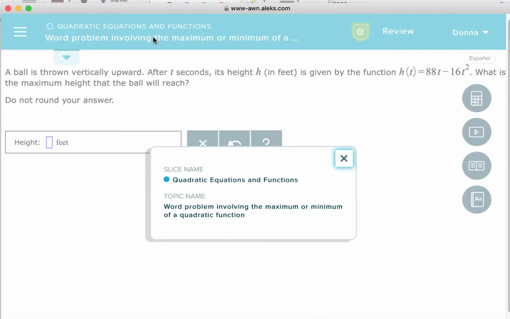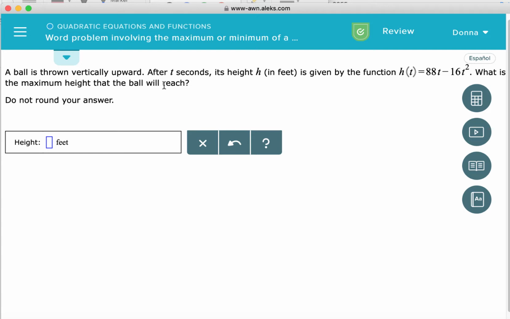I'm going to be doing a word problem involving the maximum or minimum of a quadratic function. In this example, we have a ball thrown vertically upward. After t seconds, its height h in feet is given by the quadratic function h of t equal to 88t minus 16t squared. What is the maximum height that the ball will reach?